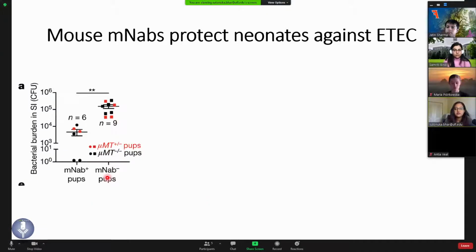In figure A, at a sublethal dose, which is 10 to the power 6 or 7 of ETEC, the mNab plus pups, that is the pups which had antibodies in them, were more resistant to ETEC infection than mNab minus pups. The ETEC colonization is measured in these experiments by looking at the bacterial burden in the small intestine. They can see a 33-fold reduction in the ETEC colonization in the intestine, which is very significant. So they are saying that yes, the immunization via maternal antibodies is working.